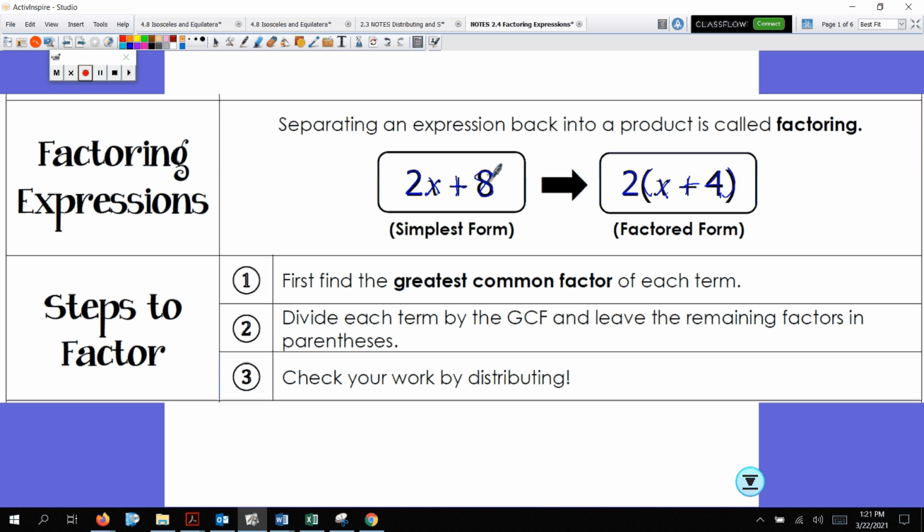do the opposite, okay? So the steps to factoring are, number 1, you want to find the greatest common factor for each of the terms. I'm simply talking about the coefficient and the constant. You want to look for the greatest common factor. Then, step 2, we're going to divide each term by the GCF and leave the remaining factor in parentheses. We can then, I'm going to make this optional, go back and check our work by distributing to see if we get back to where we were, okay? So let's look at some examples first.